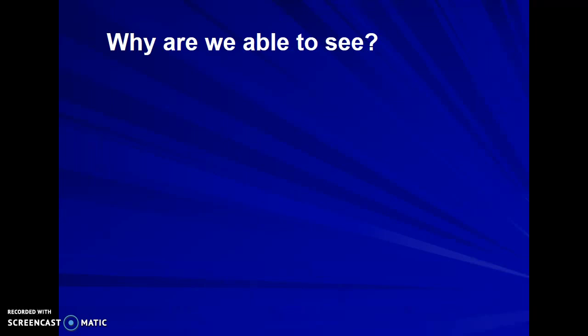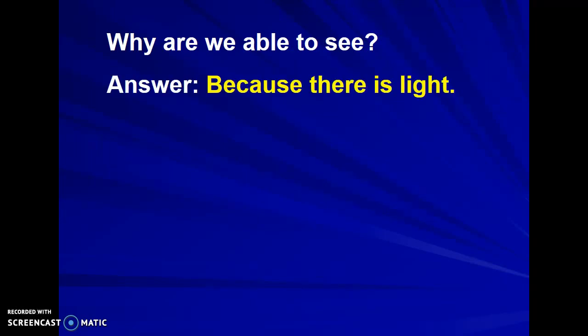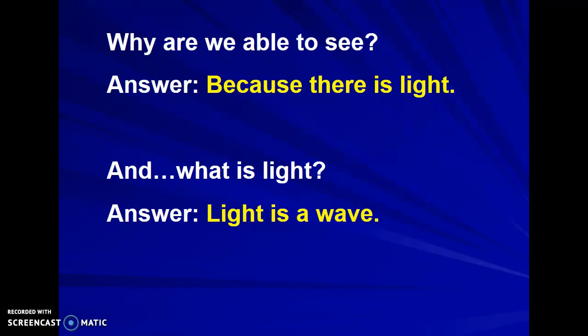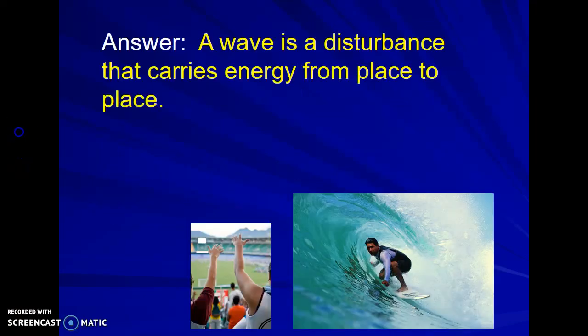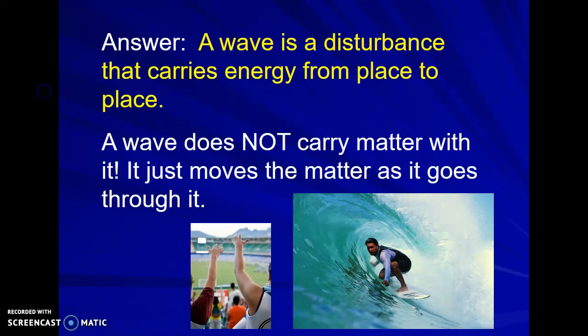So it says, why are we able to see? Because there is light. But what is light? Light is a form of a wave. So what is a wave? A wave is a disturbance that carries energy from place to place.